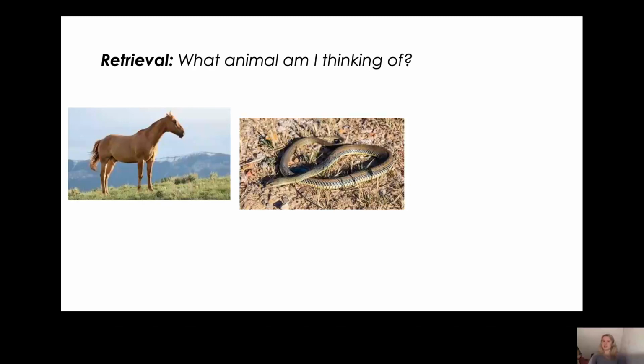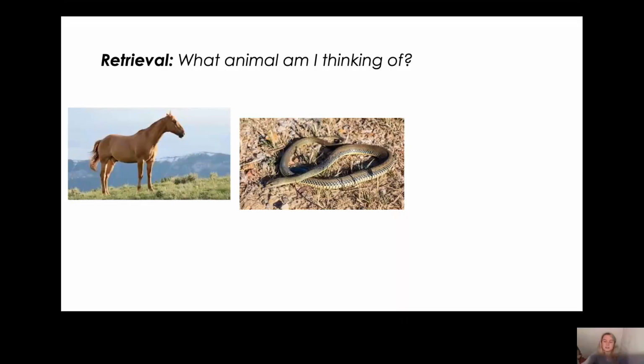Okay, let's try the last animal. So this animal is a carnivore. This animal has a beak, wings, and feathers. This animal lays eggs and it lives in cold climates. Okay, let me repeat that for you. So this animal is a carnivore. This animal has a beak, feathers, and wings. This animal lays eggs and it lives in cold climates. Okay, pause the video now. Can you work out what animal I'm describing?